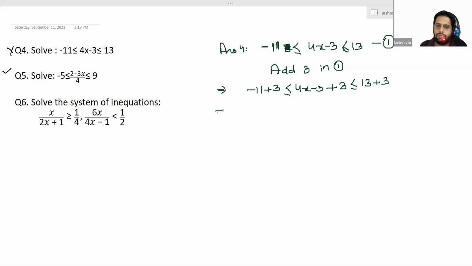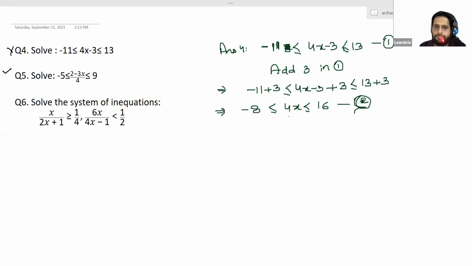Now we will get here -8 ≤ 4x ≤ 16. Let this be equation 2. Now the further step is we need to remove this 4 from here. So Joan, can you tell me how can we remove this 4?